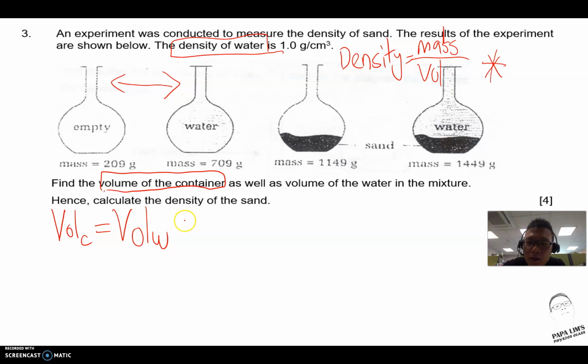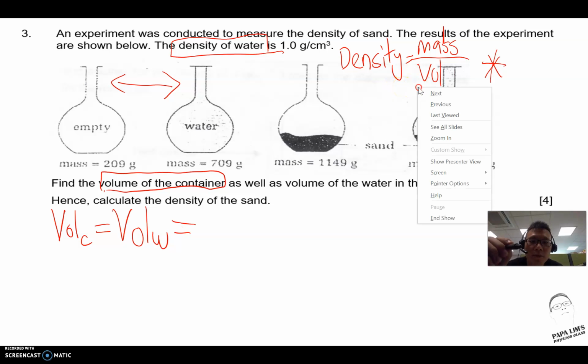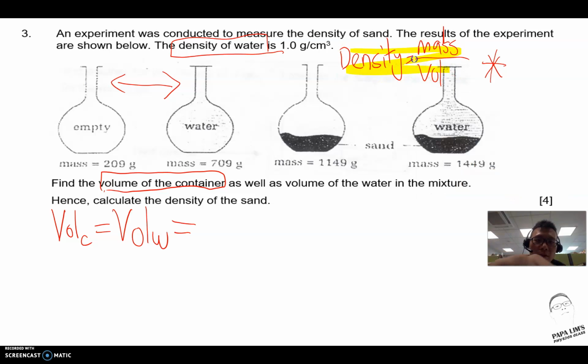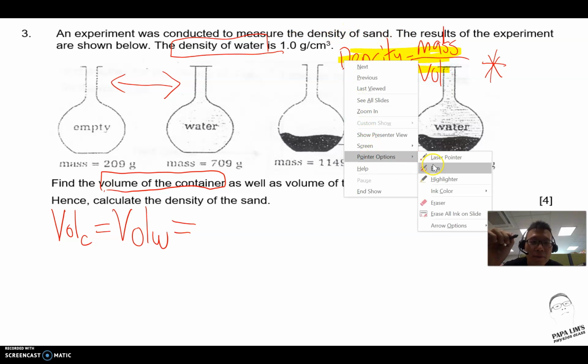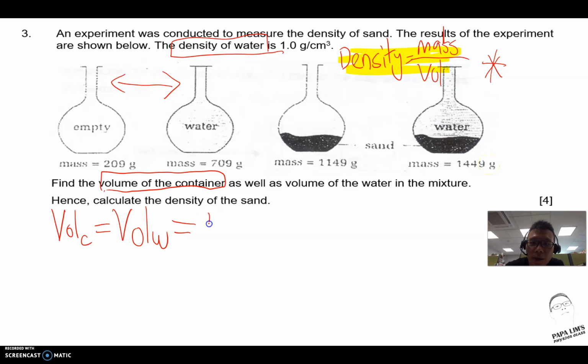So to find volume, given the density of water, if you rearrange the formula, you'll find that volume would be equal to mass divided by density. So we are talking about the volume of water. The mass we are looking at is the mass of the water, and the density should be the density of water.